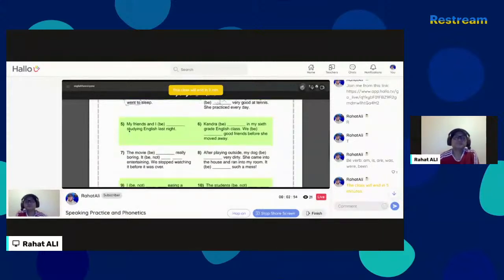Number 5. My friends and I be studying English last night. My friends, look. And I. Remember, when there are two subjects together, connected with the conjunction and, then it becomes plural.